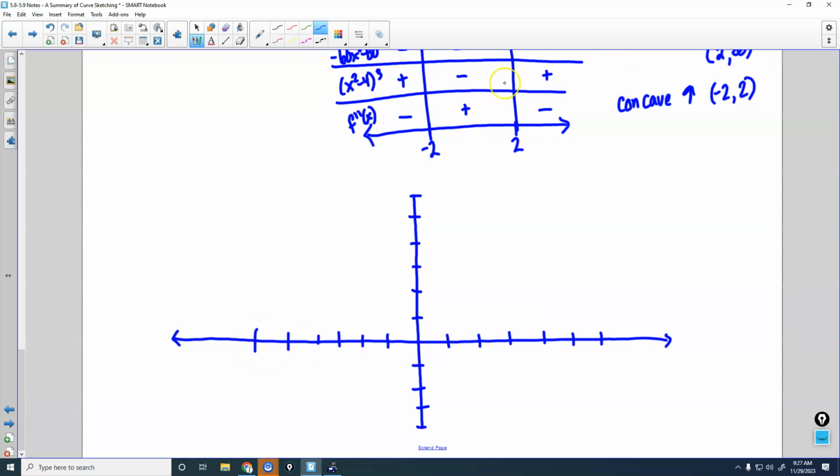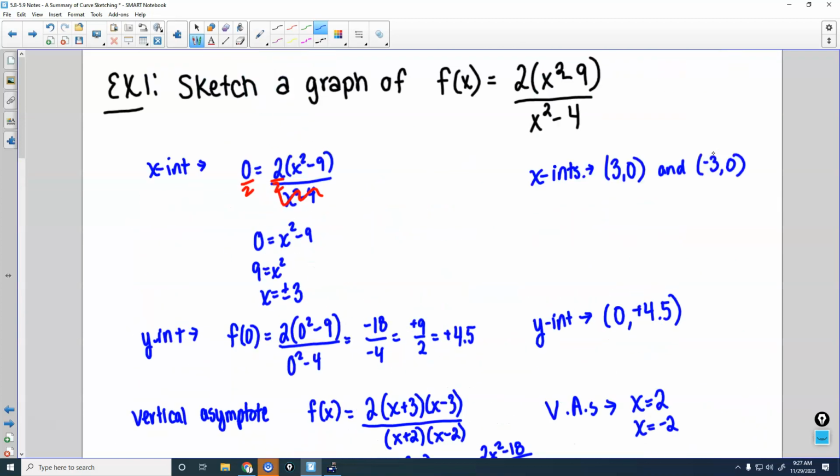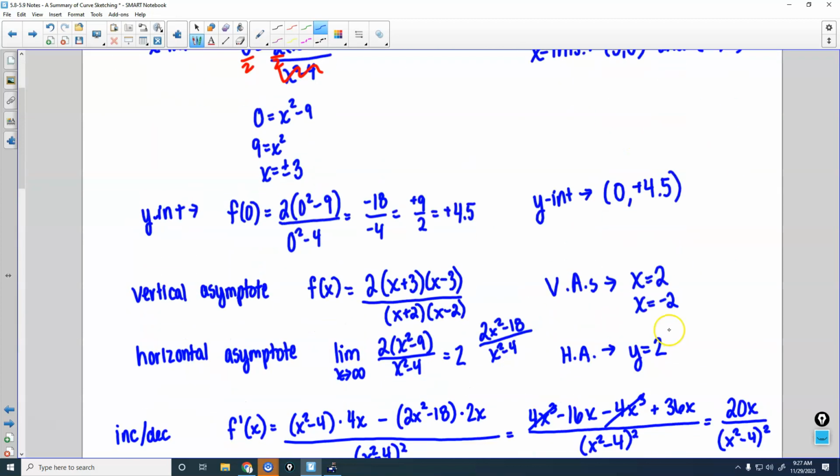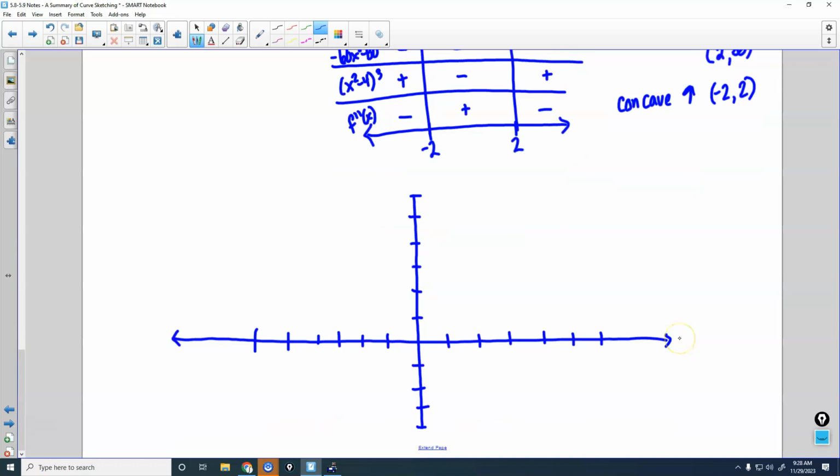Alright, so I like to start with the points I know I have. So I've got 3, 0, negative 3, 0, 0, 4.5. So got to go through 3, 0, negative 3, 0, and 0, 4.5. My graph has to go through those points. I'm going to have vertical asymptotes at 2 and negative 2. I'm going to draw in those boundaries. And I'm going to have a horizontal asymptote at y equals 2.